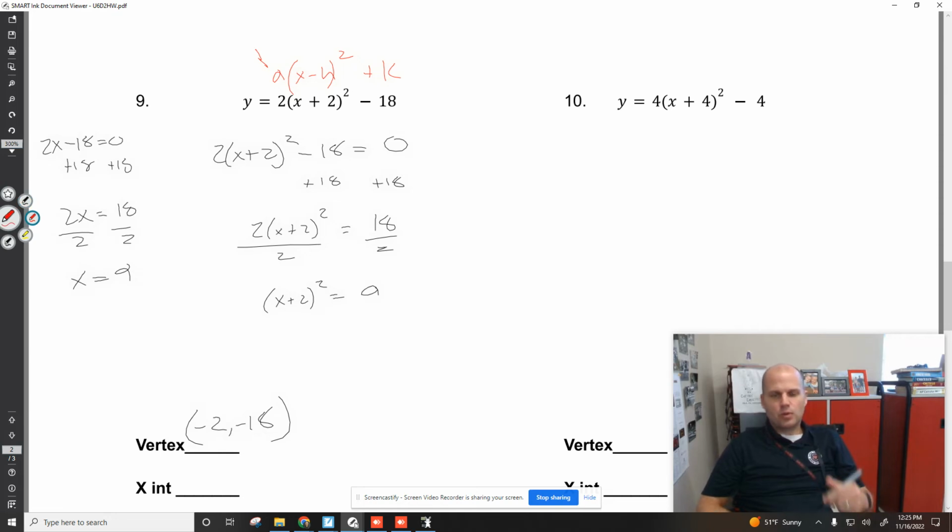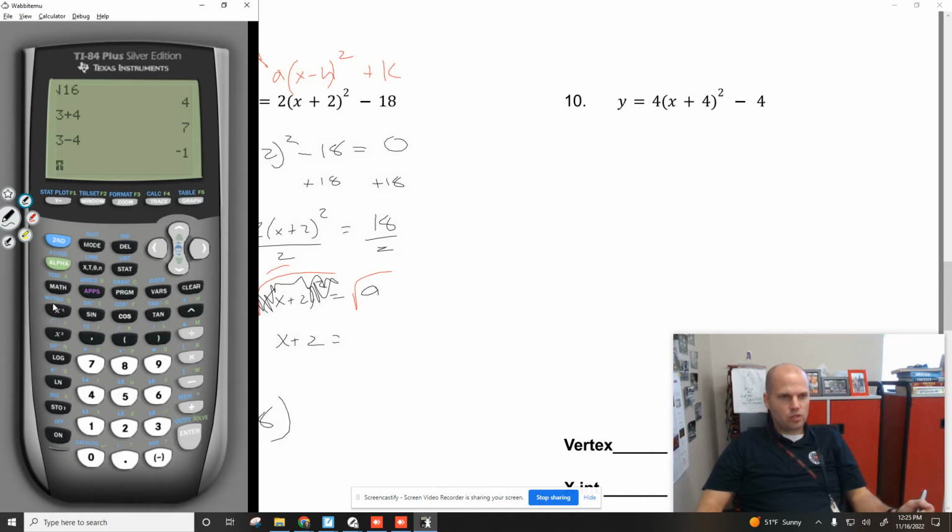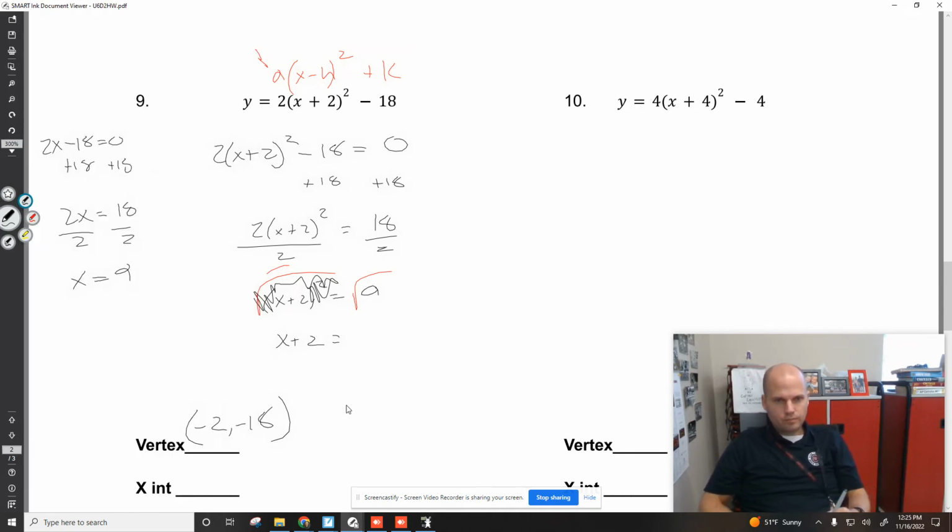I'm now ready to eliminate the square to then solve for x inside the parentheses. Square root both sides. The square root and the square, arch enemies, they kill each other off. The parentheses are gone. You just have the x plus 2. The square root of 9 is 3. Did we use a square root to solve an equation? Yes, plus or minus.